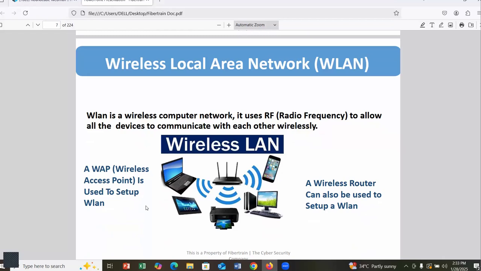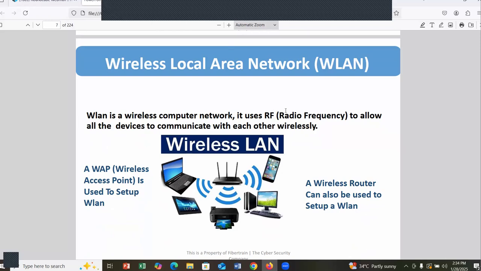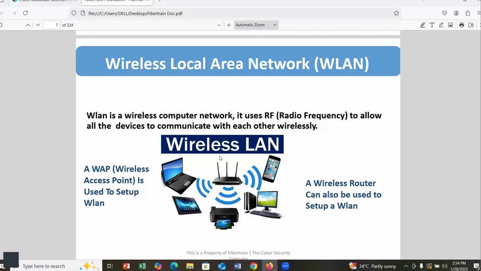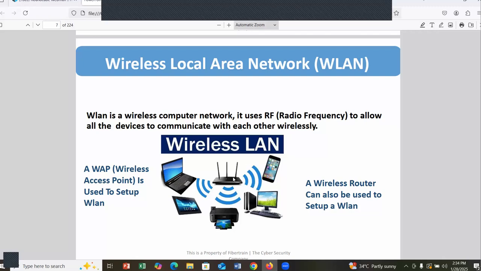When a LAN uses cable, it means that anytime I'm sending information to another system, the information will be passing through the cable. But a WLAN uses what we call RF, which stands for radio frequency, to allow all devices to communicate wirelessly. So here is what a WLAN looks like: we have a wireless router and a lot of systems connected to it. What this guy will be using to talk to this guy is a radio frequency.